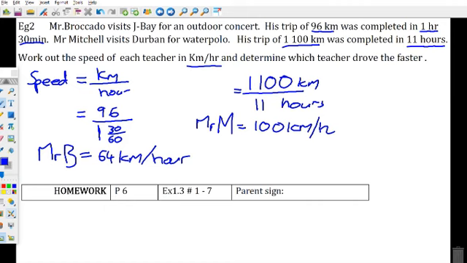So, determine which teacher drove the fastest. The second one. Mr. M drove faster, because Mr. M drove 100 kilometers per hour and Mr. B drove 64 kilometers per hour. Which one's more? 100. So Mr. M drove faster.